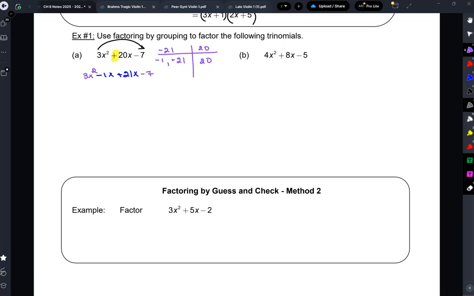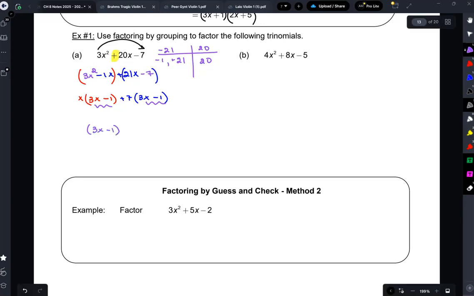So the negative 1 and the 21 goes here. Now I split and I split. From the red one, what can I factor out? X. And I get 3x minus 1. From the blue one, what can I factor out? Positive 7. So I get 3x minus 1. Fabulous. These are the same terms. I write it one time. And what do I have left over? X plus 7. And that's my answer.